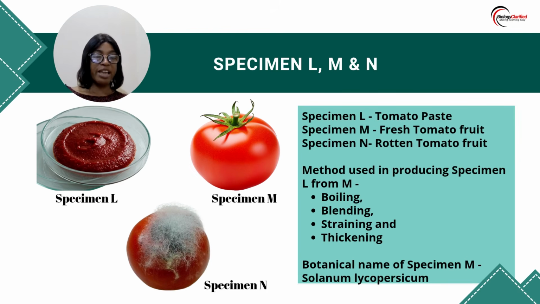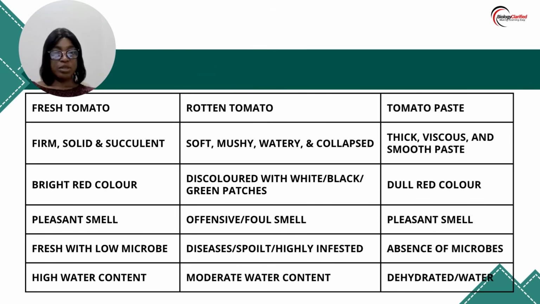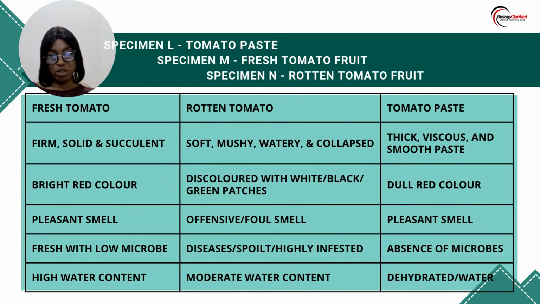Botanical name of specimen M is Solanum lycopersicum. Still on tomato paste, fresh tomato fruit, rotten tomato fruit. I think maybe they could ask you to compare the three of them. So this is a table comparing the three. Fresh tomato: firm, solid and succulent. Rotten tomato: soft, mushy, watery and collapsed. Tomato paste: thick, viscous and smooth paste.